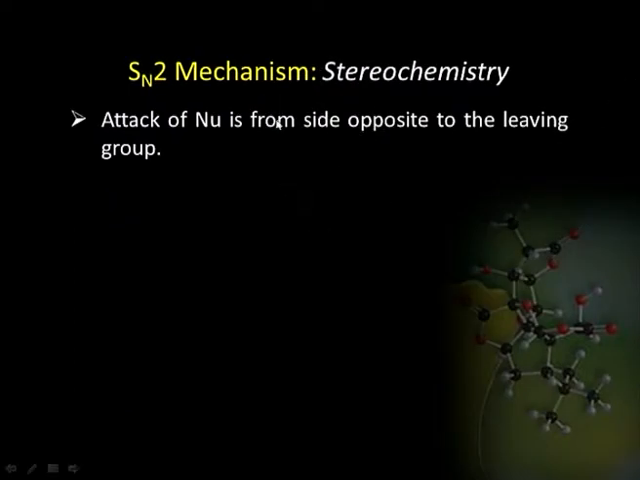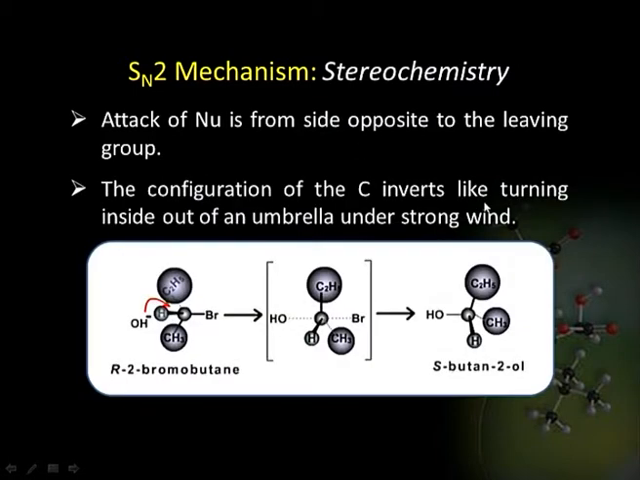As far as the stereochemistry of SN2 mechanism is concerned, attack of nucleophile is from the side opposite to that of the leaving group. Therefore, the configuration of carbon inverts, like turning inside out of an umbrella under a strong wind. As you can see, when the nucleophile approaches the carbon, just the inversion of the configuration takes place.